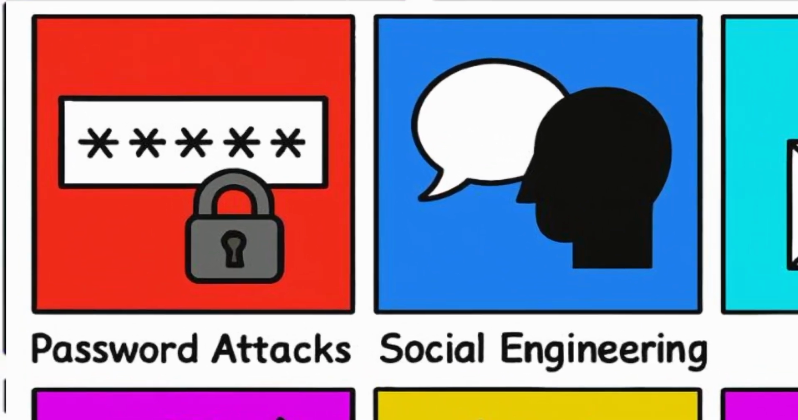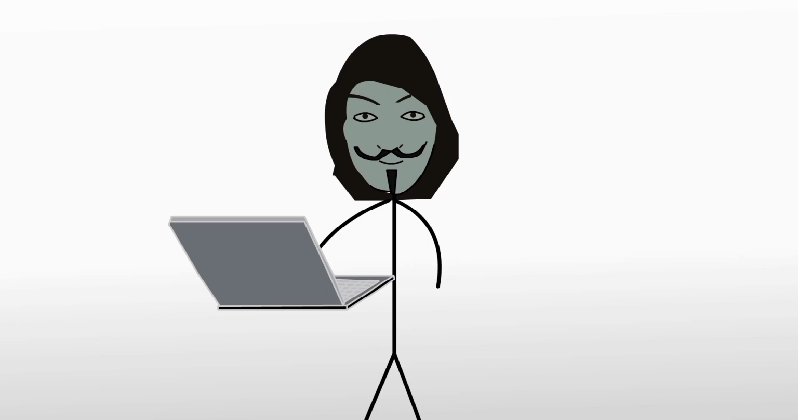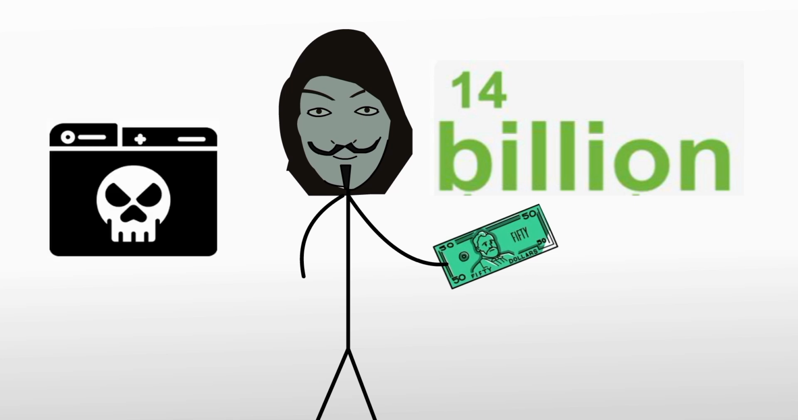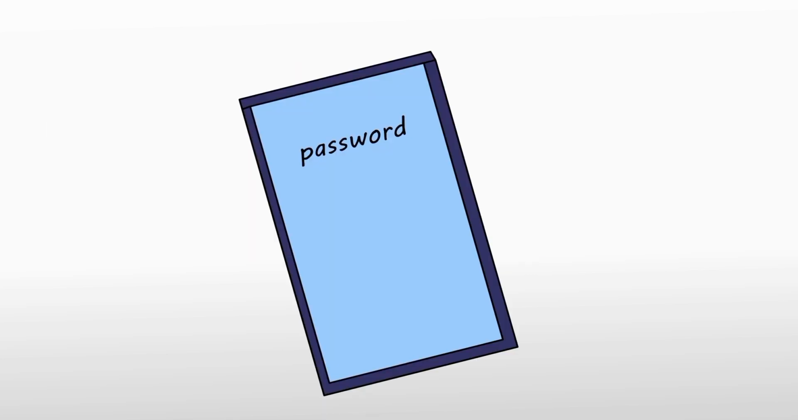Method 1, password attacks. Hackers start with the easiest target, your passwords. They buy lists of 14 billion stolen credentials for about $50 on dark web marketplaces. If you're using password123 or anything with your birth year, your accounts are already compromised.